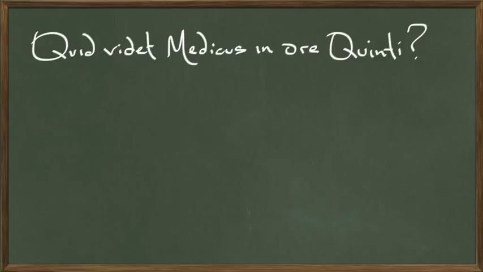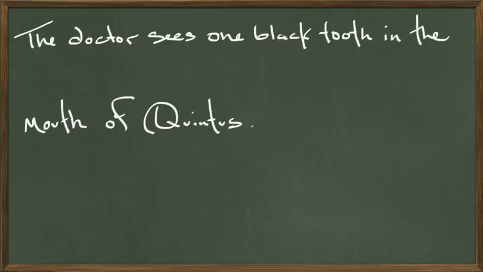So, quid means what, videt means sees, medicus is doctor, that's where we get medic and medical, and in ore, in the mouth of Quintus. What does the doctor see in the mouth of Quintus? The answer in English is the doctor sees one black tooth in the mouth of Quintus. So Quintus actually has a cavity. The doctor wants to do something about that, even though that's not why he was called in.